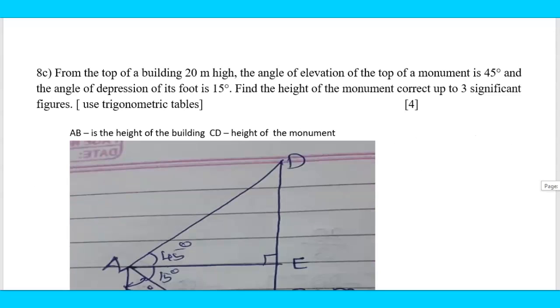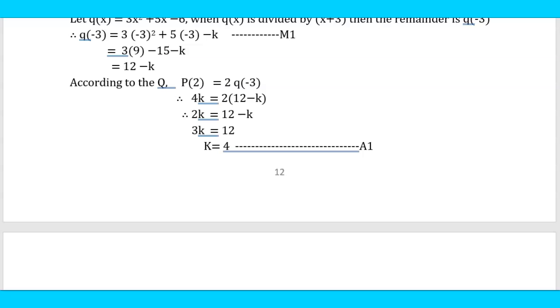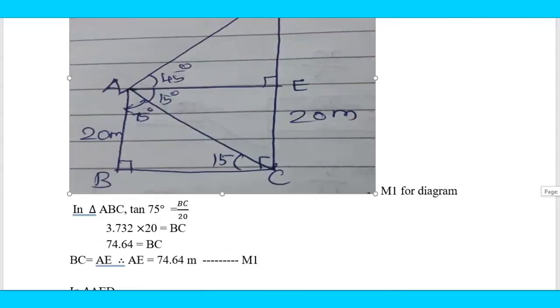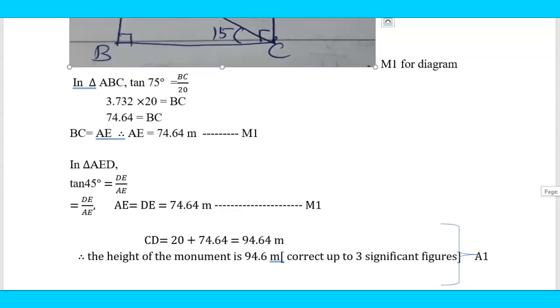Now 8c is a height and distance sum. Here we have to find the height correct to 3 significant figures. Many students were not able to write the answer in 3 significant figures. Here you have to draw the diagram. Remember that without a diagram in height and distance you will not be given marks. For drawing the correct diagram, 1 mark. After that, if you have used the two triangles and found the values correctly, you will get 1 mark. And finding the height of the monument correct to 3 significant figures, this should be 94.6. Many students left the answer here, so they lost this mark.